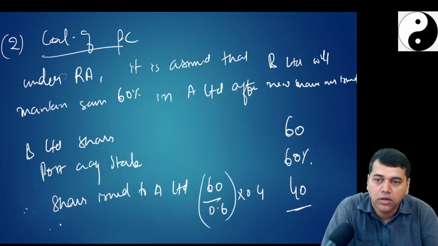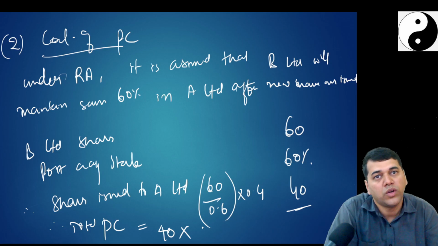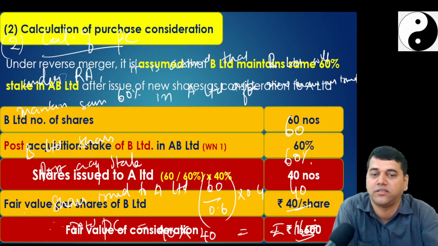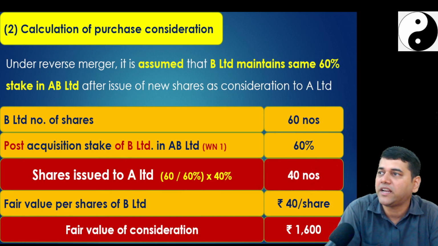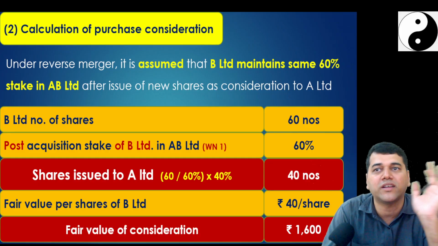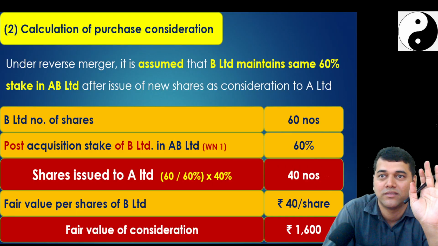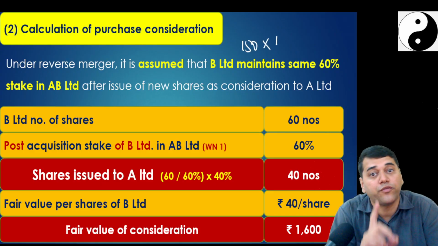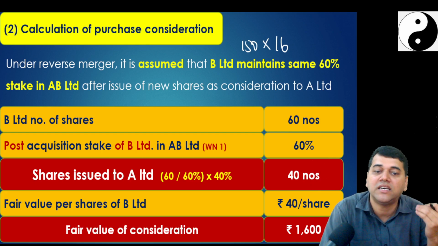Therefore, total purchase consideration is equal to 40 shares into the fair value of B, 40 rupees, which is 1,600. This is the purchase consideration. Legally, you might have given anything. Legally, you will tell, sir, I have issued 150 shares into 16 rupees per share, 2,400. No, 2,400 I will not consider there, because 2,400 is only a whitewash, somebody has issued it. 150 shares into A's fair value of 16 rupees is the whitewash. Accounting wise, B has given a consideration of 1,600.